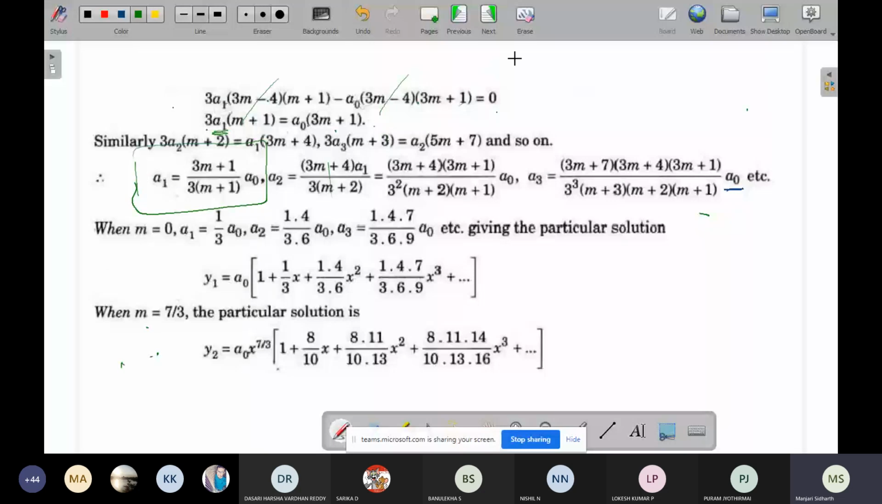Again, now you have to compare the coefficient of x power m plus 1. You will get a2 in terms of a1. a1 we have the value here, that means a2 you will get in terms of a0. Again, comparing the coefficient of x power m plus 2, you will get a3. At least find up to a4. So when you have the a1 value, a2 value, a3 value, substitute them in this.